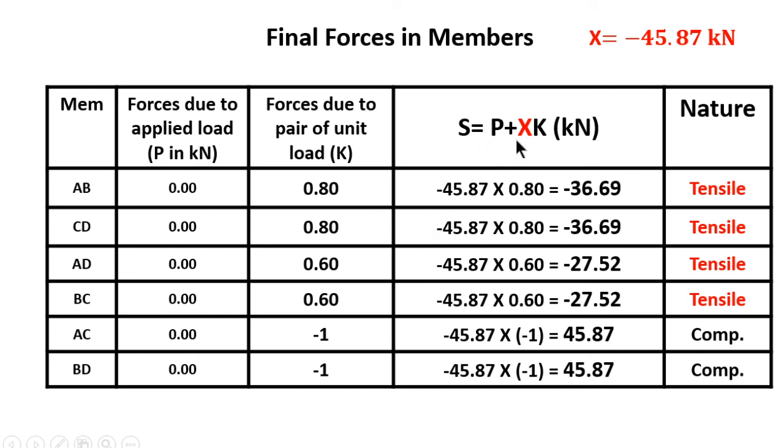So all the values of P are 0, and only S is equal to X into K. So X is minus 45.87 into K, which is 0.8, so that gives minus 36.69. Next, the same, minus 36.69. Next, minus 27.52 and minus 27.52. And here this was minus and this minus becomes plus, that is why it is plus 45.87 and plus 45.87. We are considering minus as tension, that is why it is a tensile force, and plus as compressive, so these are the compressive forces.